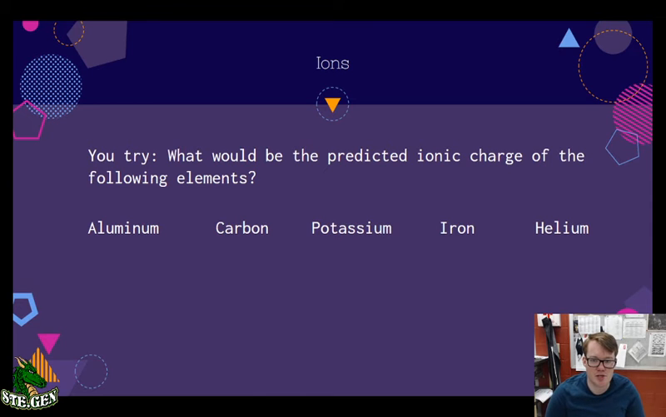So what are the predicted charges for each of the following elements? Go ahead and pause it if you're interested in seeing if you can figure them out by yourself. I'm going to take a drink of this Diet Mountain Dew here, and then I'll answer the question.